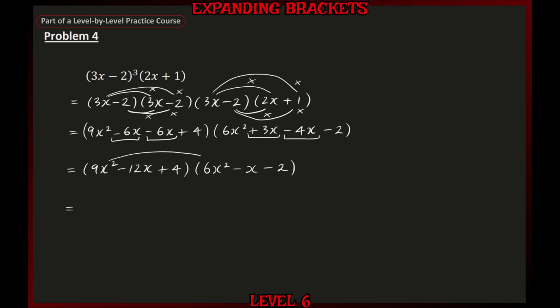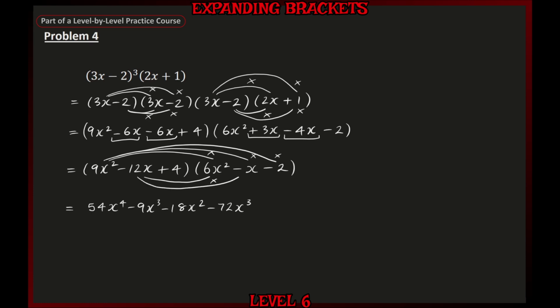So we have 9x squared multiplied by 6x squared, or 9 times 6 is 54, and x squared times x squared is x to the power of 4, adding the powers again. 9x squared multiplied by minus x is minus 9x cubed, and 9x squared multiplied by minus 2 is minus 18x squared. Next we have minus 12x multiplied by 6x squared, so this is minus 72x cubed.